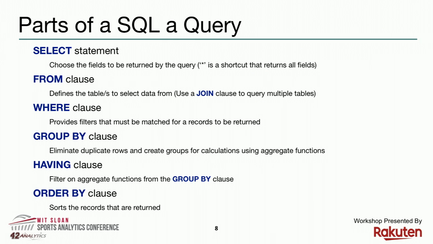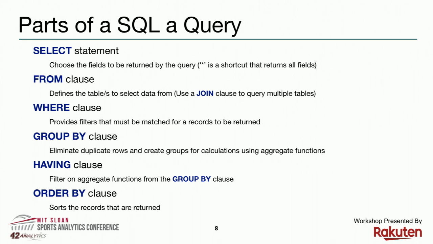Then there's the from clause. Basically this is telling it where we want to get that data from. We can select one table, or in our case, we'll probably want to select from both tables. We can do that by using a join clause to select from multiple tables. We'll cover that a little bit later.